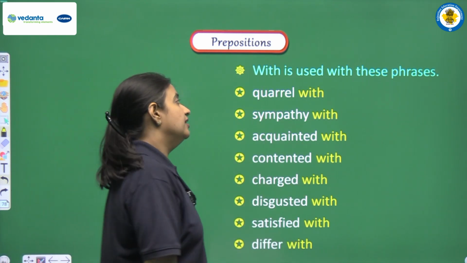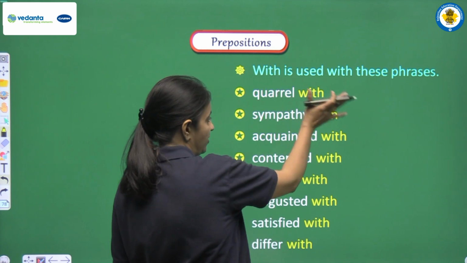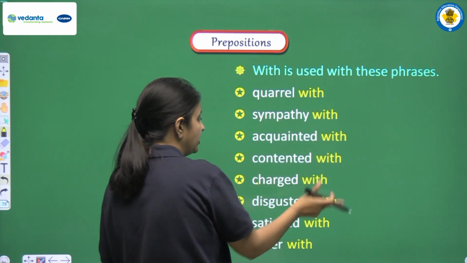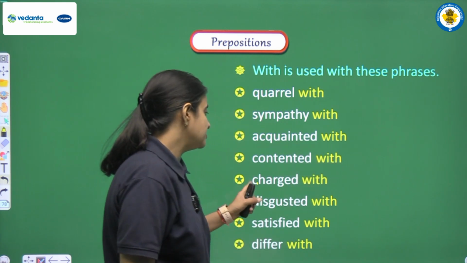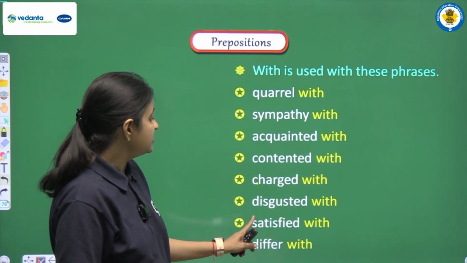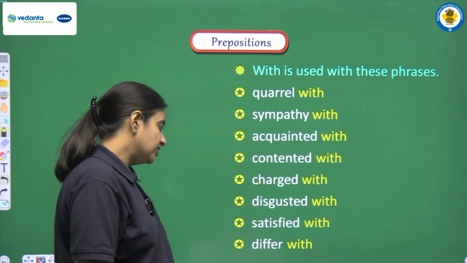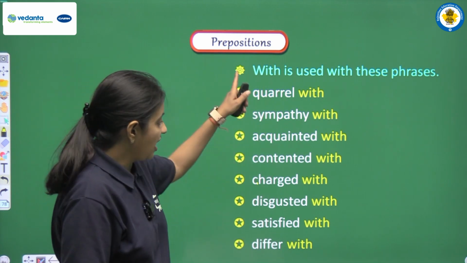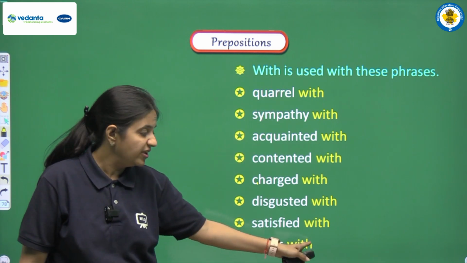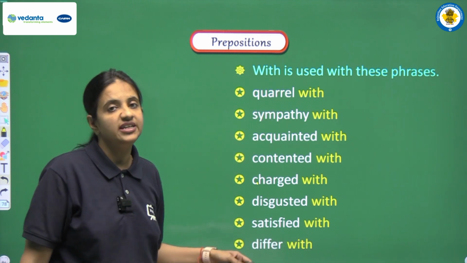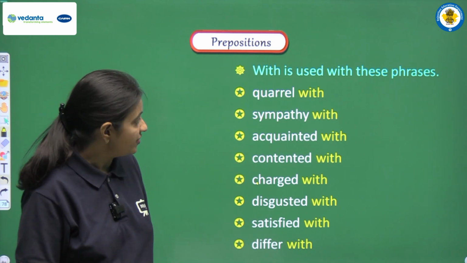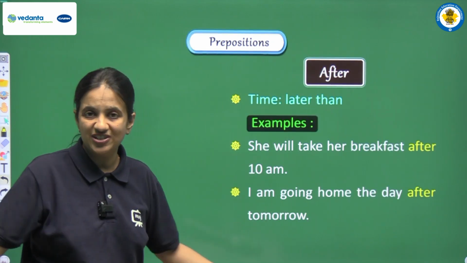So let's read. First of all, we are having quarrel with, then sympathy with, acquainted with, contented with, next is charged with, then disgusted with, satisfied with, and the last one is differ with. So they are known as fixed expressions. Why? Because "with" is always used along with these words. This is the reason we can say that they are the fixed phrases, the fixed expressions.